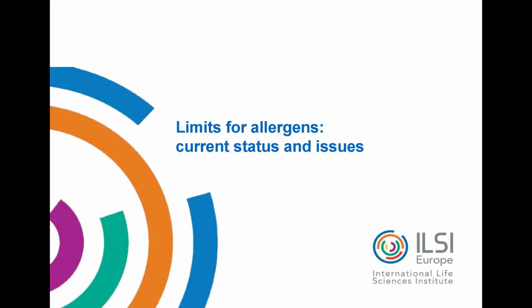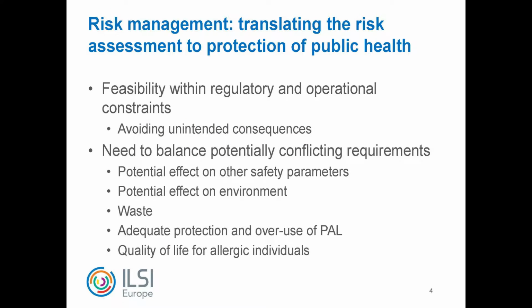So first of all, yes, current status and issues. These are some of the considerations that I think we need to think about when we translate any limits into action. How we translate the risk assessment to protection of public health. Because what we need to think about are some of the constraints. Feasibility within regulatory and operational constraints, for instance, and in particular, and I think specifically here, of precautionary allergen labeling, and I think you will already have a taste for some of the issues, avoiding unintended consequences.